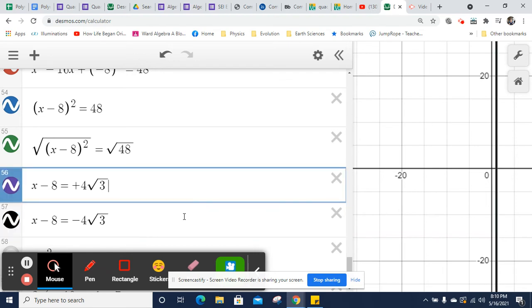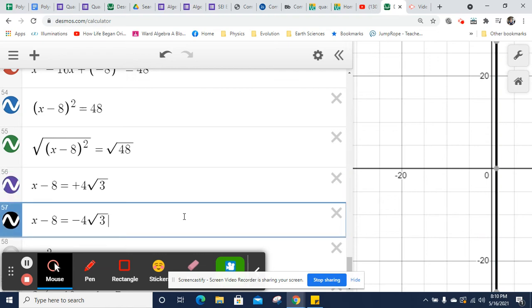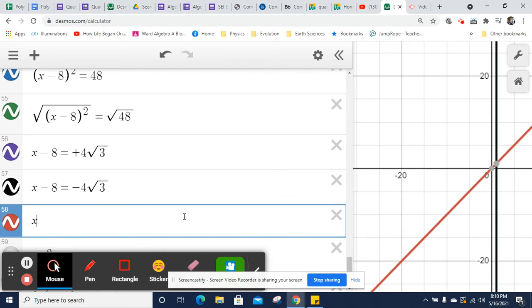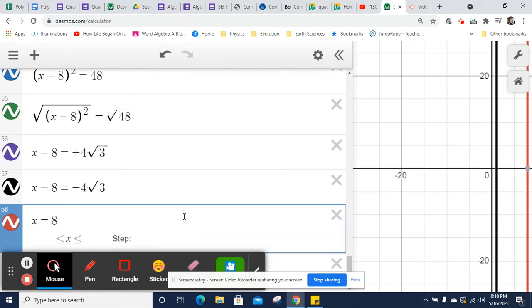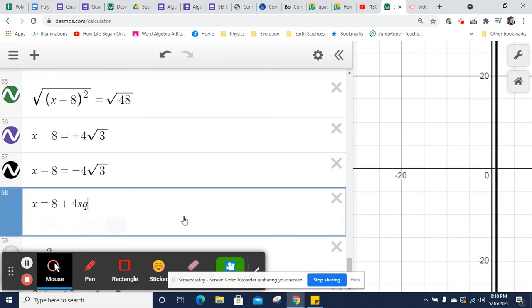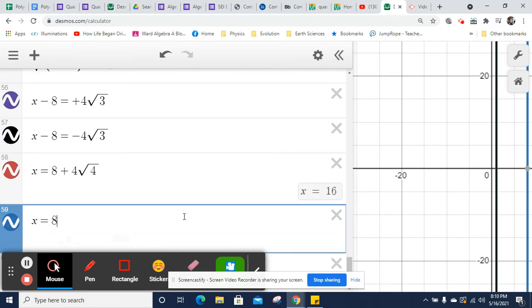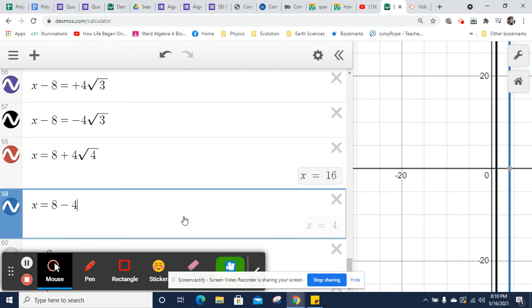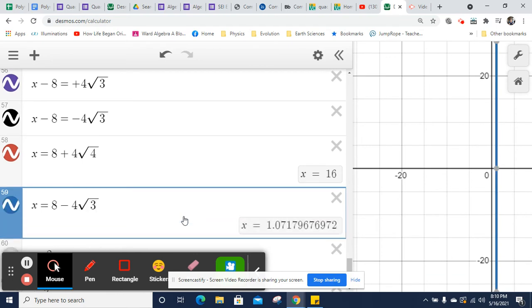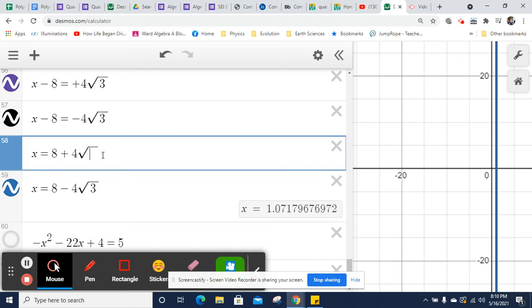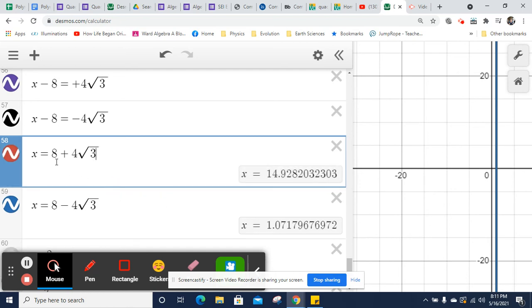So now we need to isolate x, solve for x, and it's a one-step problem. We just need to add 8 to both sides. So I'll do that. So x will equal 8 plus 4 square root of 3, and x will equal 8 minus 4 square root of 3. And we are done. Oops, that's not a 4. That should be a 3. We are done with that one.